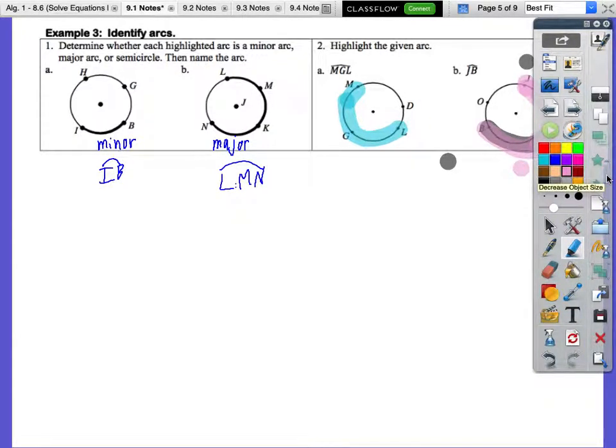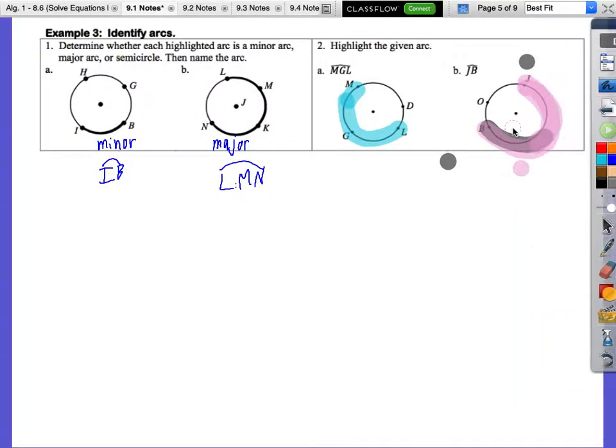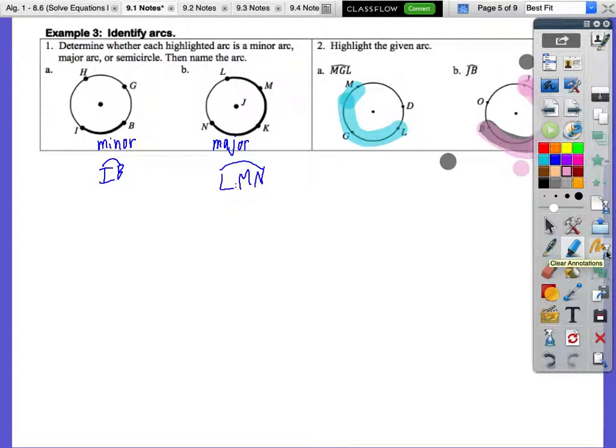Hey, whoa, hold up. Hey, why do I disagree with Daniel? Because that's more than 180. It should be the minor arc, okay? I was making sure you guys pay attention.